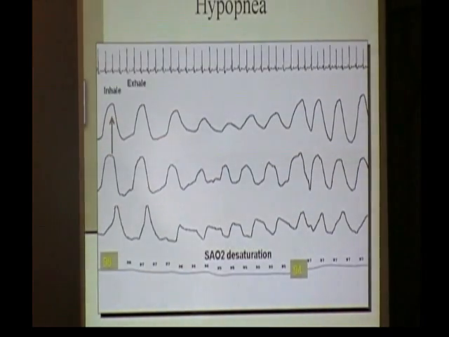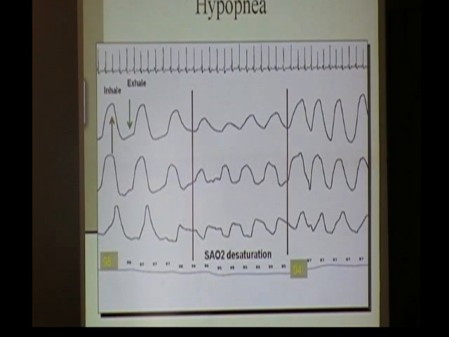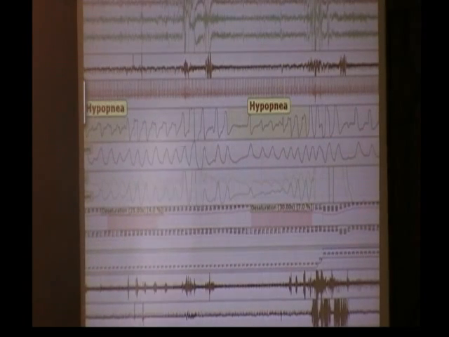Hypopnea is like this, shallow breathing, okay? It's not a complete absence, but there is a drop in your oxygen by 4%. And that's what we mean by hypopnea. Okay, so this is an example of hypopnea. So you see there's a decrease in airflow and there's a decrease in oxygen.